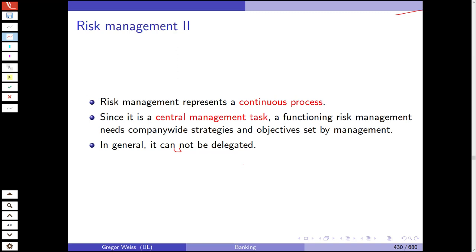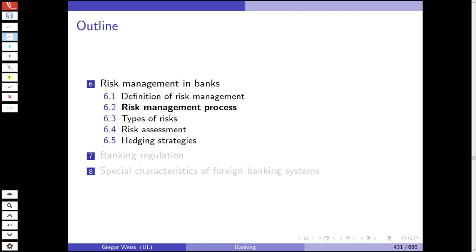It's a continuous process. It cannot be delegated. Yes, you will get external consultants from time to time to help you with setting up risk management, but most of the time, risk management is a central function in the management and headquarters of your company. So let's talk a little bit more about the risk management process. Identification, measurement, management, and controlling and reporting of risks.